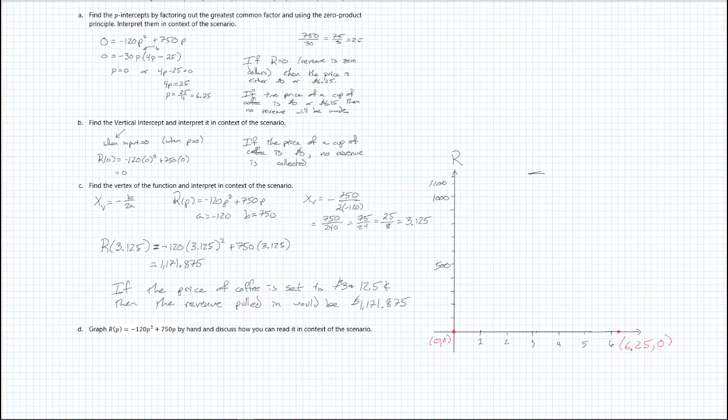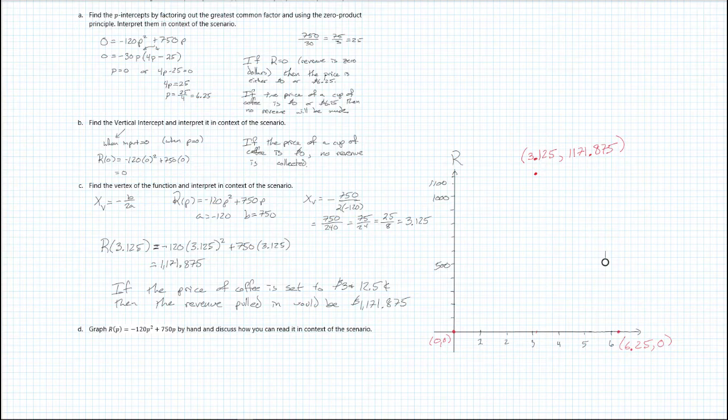So if I go straight up and I get my vertex right there at 3.125, comma 1,171.875. It's a bad idea to use commas in numbers inside of a point because then you have multiple commas and it gets pretty confusing there. So we're not going to do that. All right, so there's our vertex. I want that in red as part of our graph. And then we don't have any other points.